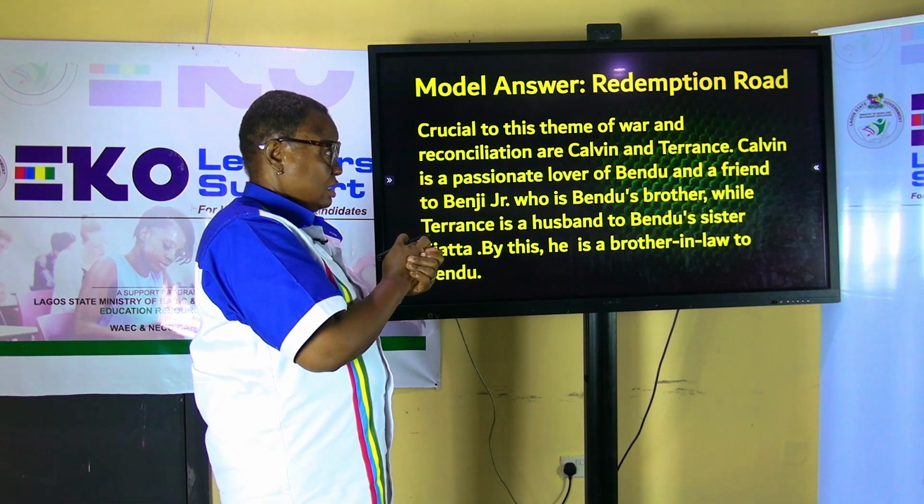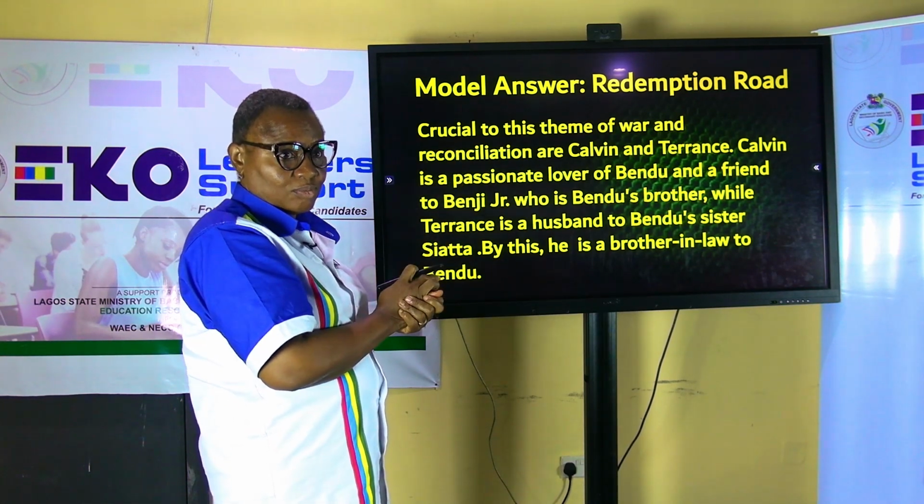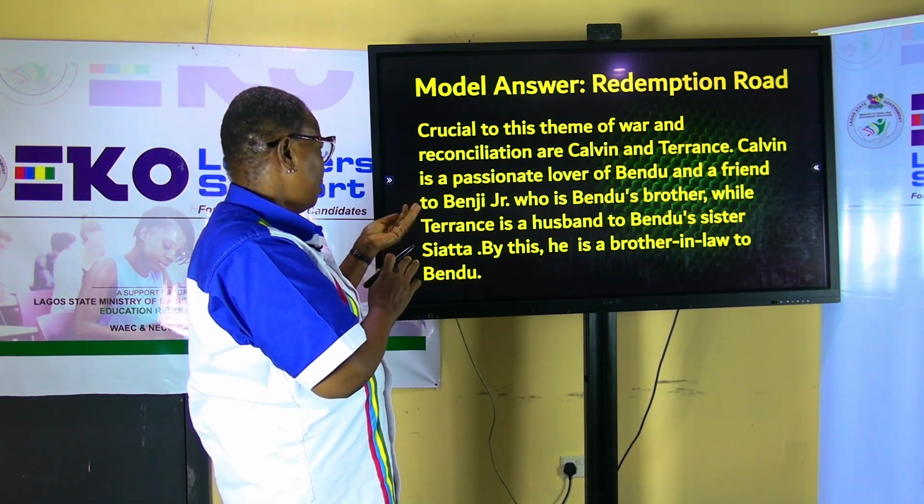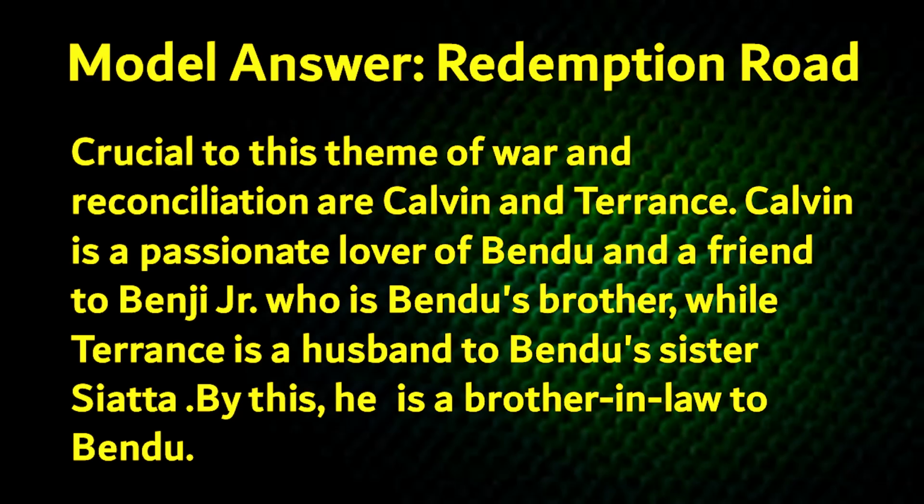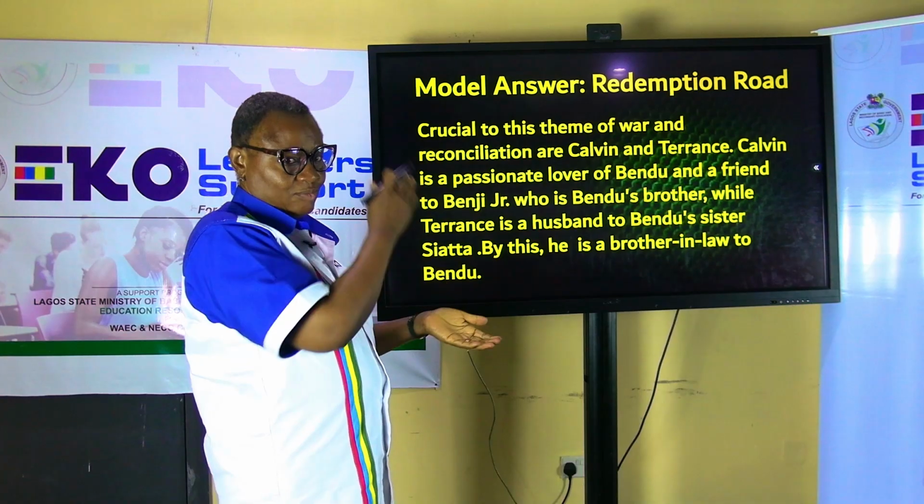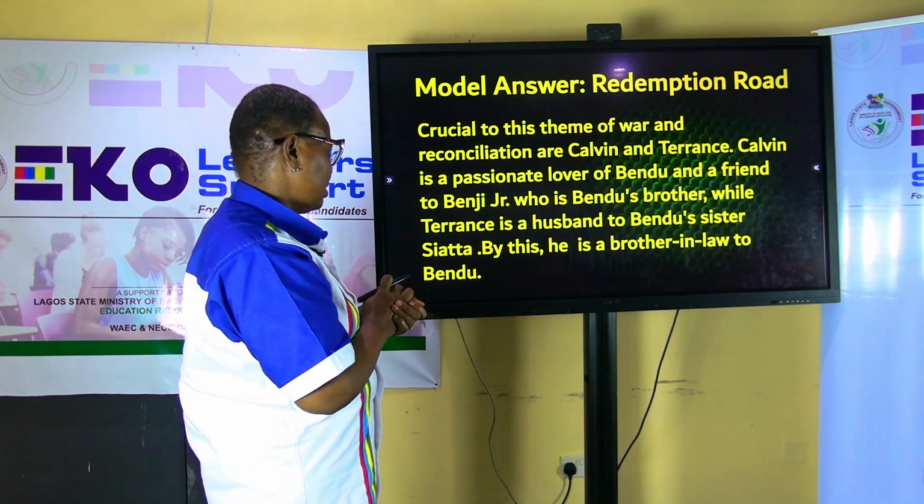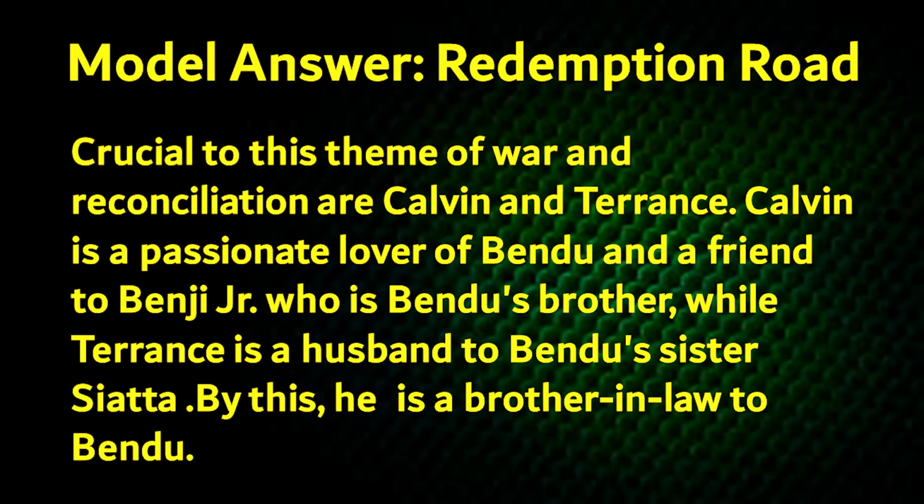So we can see the introduction of the central theme and the connection of the characters that are connected with the central theme. Crucial to this theme of war and reconciliation are Calvin and Terence. I've made a connection there with the central theme. Calvin is a passionate lover of Bendu and a friend to Benji Jr., who is Bendu's brother, while Terence is husband to Bendu's sister, Siata.